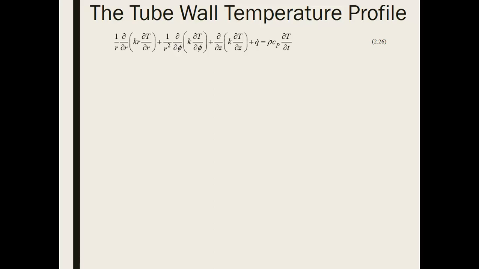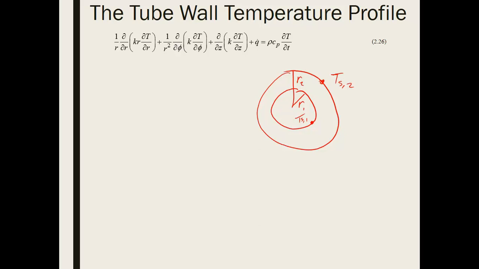So our first example, we want to develop a tube wall temperature profile. If you can imagine a tube or a pipe with an inner radius of R1 and with an outer radius of R2 with known temperatures. So the surface temperature at the inner wall is TS1 and the surface temperature at the outer wall is TS2. Our objective here is to figure out how T varies with radius, where radius is going to be greater than R1 and less than R2. So somewhere within that tube wall, we want to define the temperature at any given R.